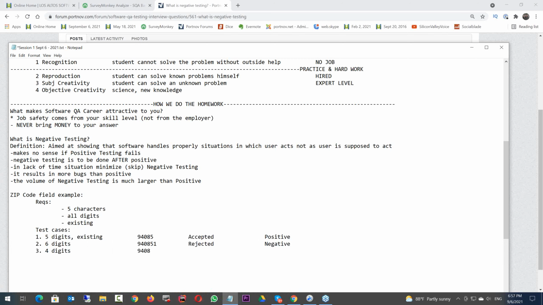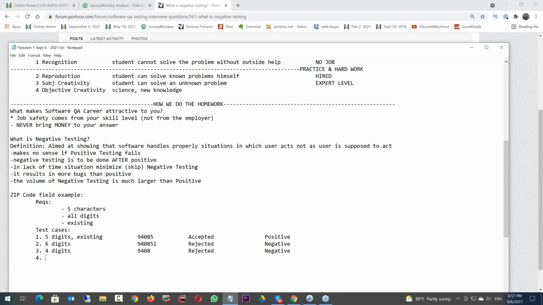9408. Okay. Rejected. Maybe there's going to be another message, so we are not detailing to that level. But that is also negative, so we are not supposed to come up with 4. We have to do 5. Number 4.